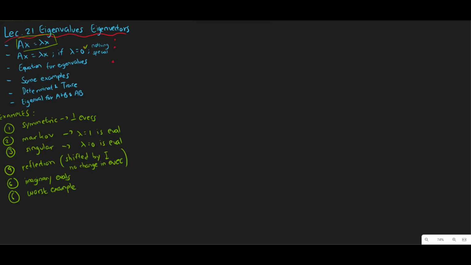Hi there, so this is part 2 of lecture 21, review of eigenvalues and eigenvectors. Okay, so let's begin some examples. We have seen how to compute the eigenvalues and the eigenvectors, so let's run some examples, right?